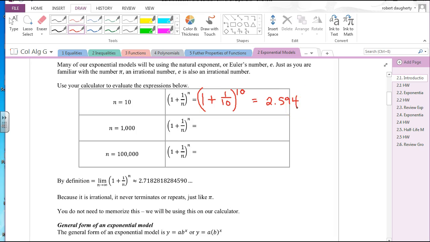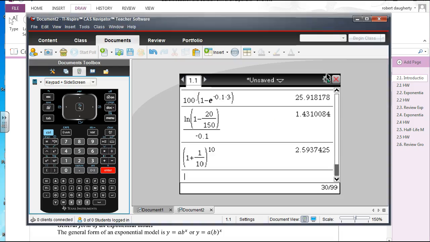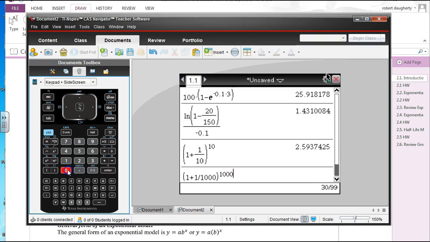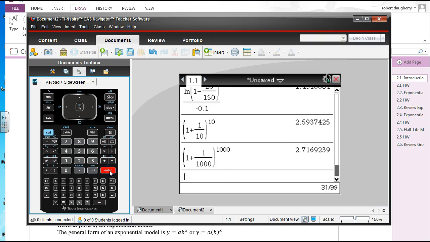Okay, let's do the same thing with a larger number of n, like 1,000. So 1 plus 1 over 1,000 raised to the 1,000th power. Let's see what that is. The good thing about your calculator is it allows you to enter just like it would be on the paper. 1 over 1,000, and then raise that to the 1,000th power, and that is 2.717.